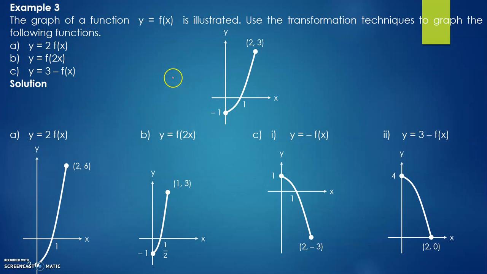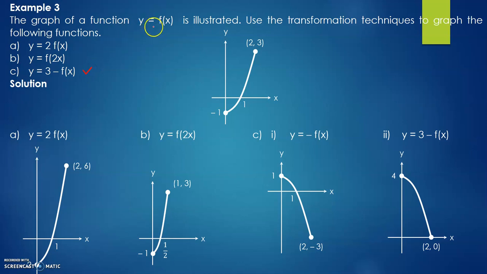Now we look at the last example, example 3. The graph of a function y equals f(x) is illustrated. Use the transformation technique to graph the following functions. So we have 3 functions. Basically, we have 3 functions to sketch, but we have to be careful with the last function.